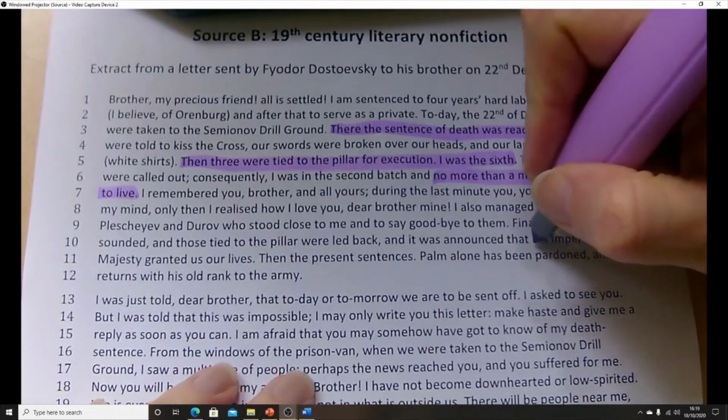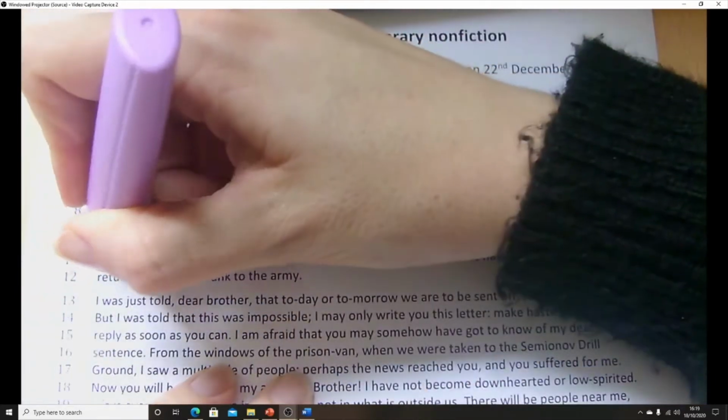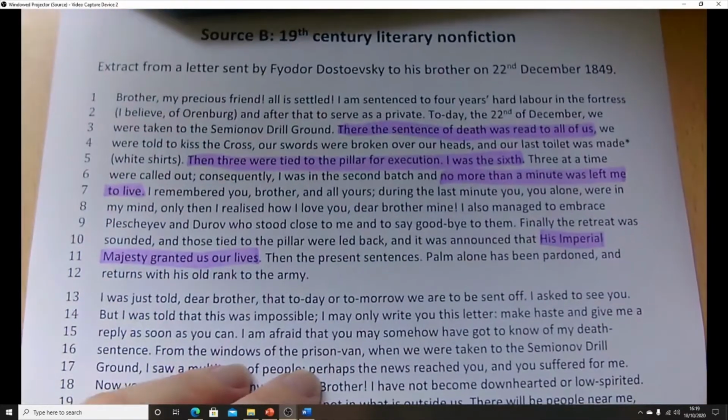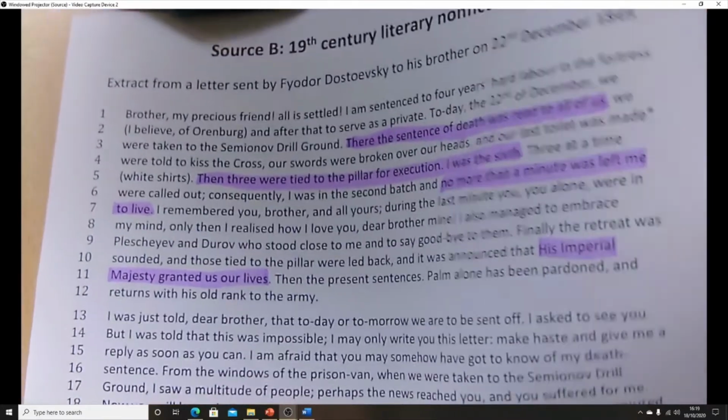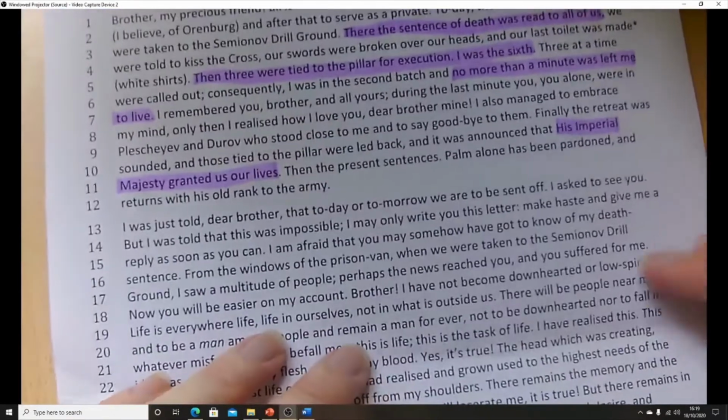So, I'm going to highlight that because it just highlights again that he was very close to dying, and he was saved at the very last minute.